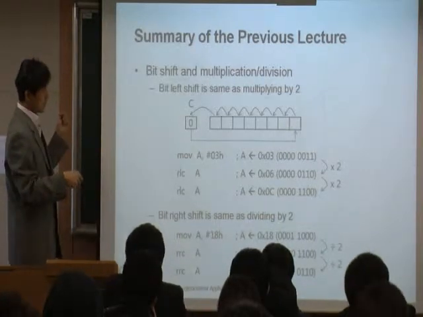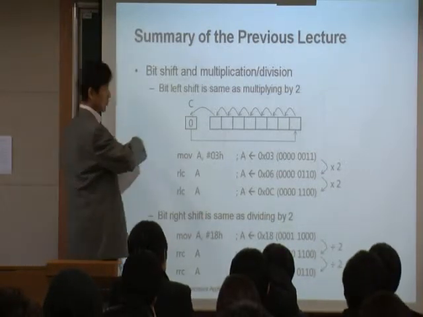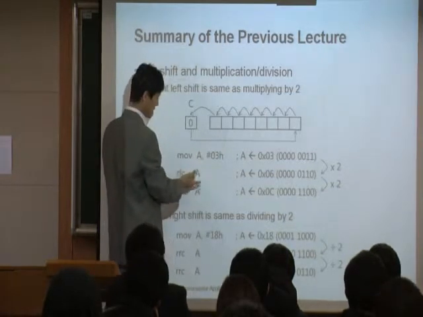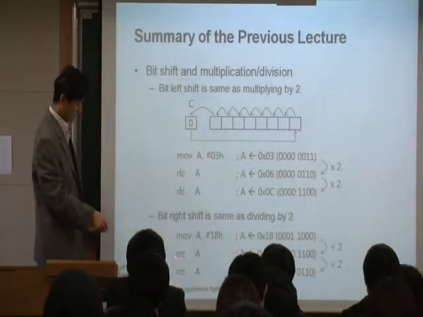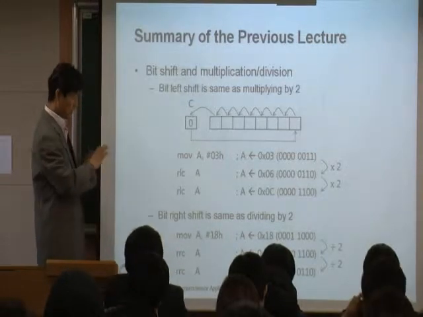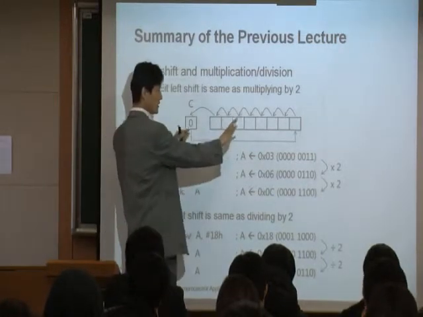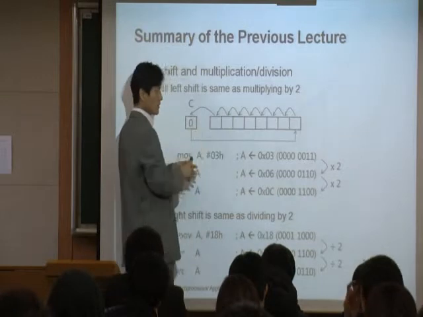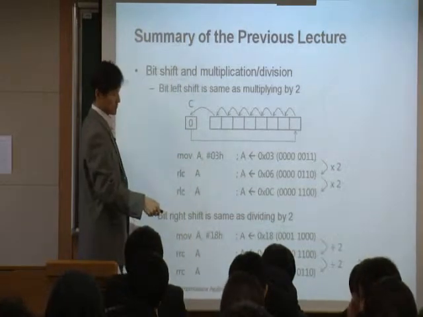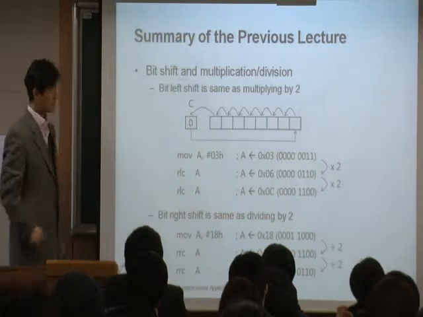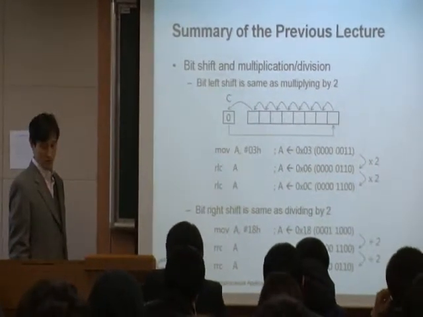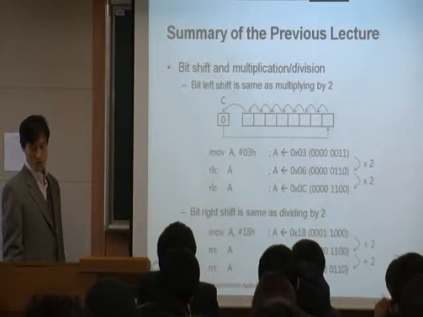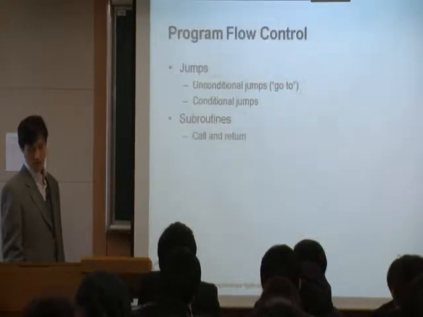Similarly, whenever you do rotation to the right, RRC or RR, for example, in this case it's RRC, whenever you move the value to the right by 1 bit, it's the same as divide by 2. So that's the most popular reason why you want to use RLC and RRC.